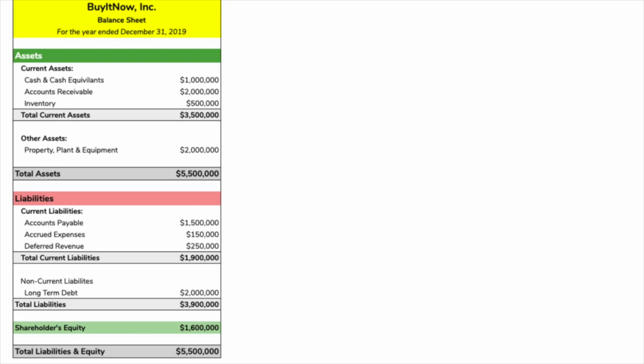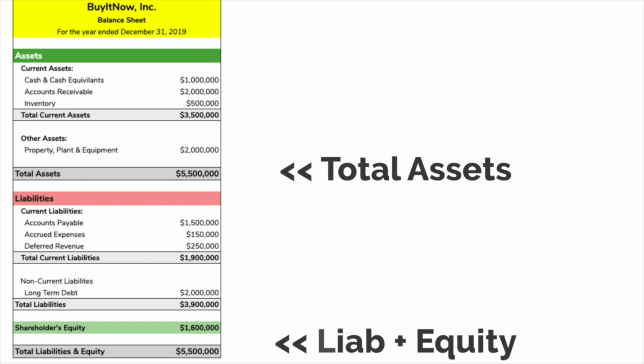Okay, so let's begin by looking at the balance sheet of the example company that we are looking at today. This company is called Buy It Now, Inc. If we look at the balance sheet at a basic level, the basic structure is that total assets will equal total liabilities plus owner's equity. So in this case, the company has 5.5 million in total assets and 5.5 million in total liabilities and equity.